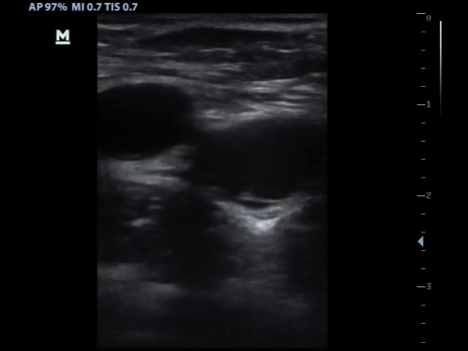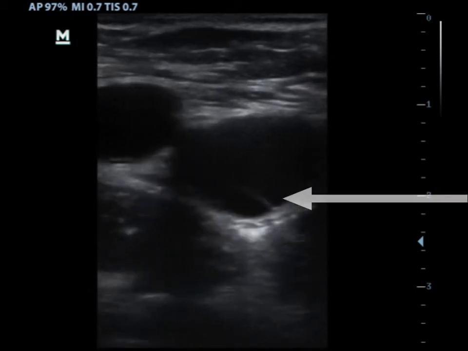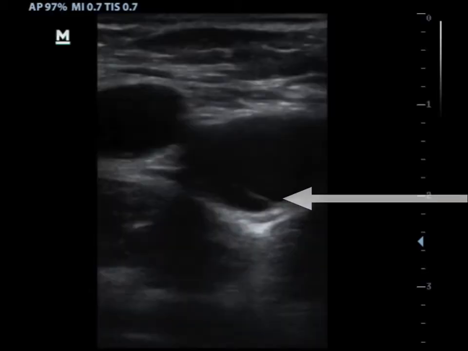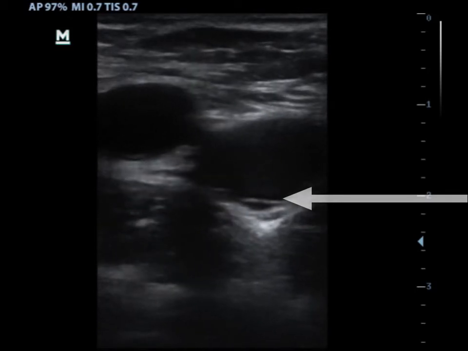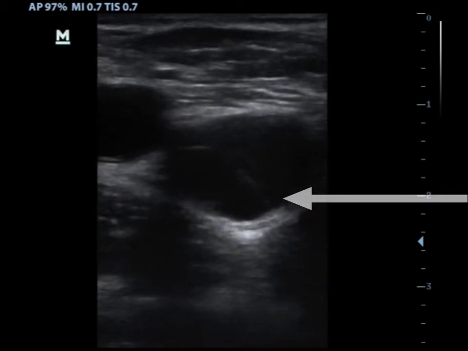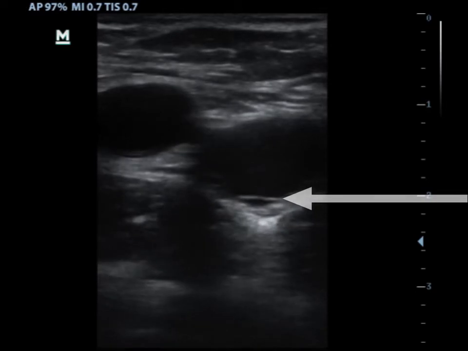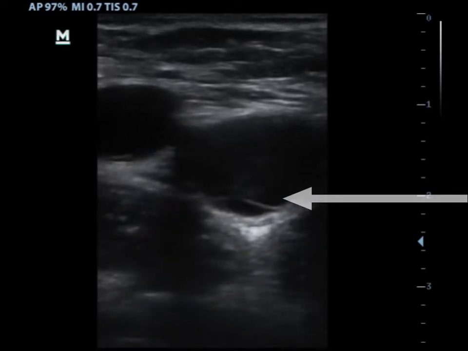Now, you're probably already noticing that there's something moving here within the common femoral vein, and that is one of the valves that you'll sometimes see. I just wanted to point out that, again, there's one vein and there's one artery. In this case, I wasn't compressing anything.